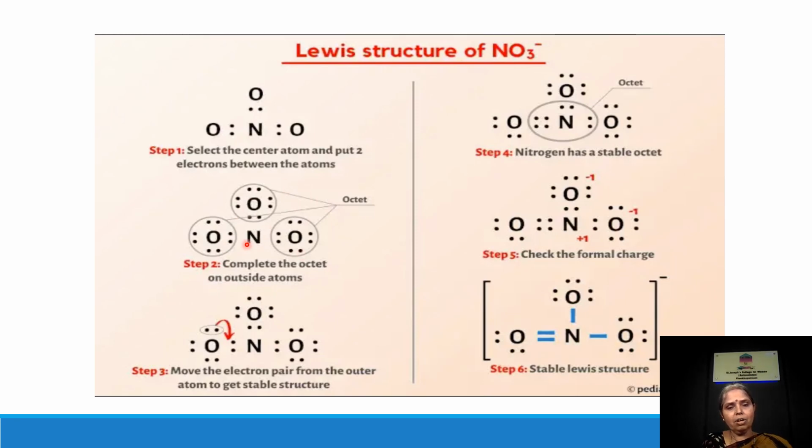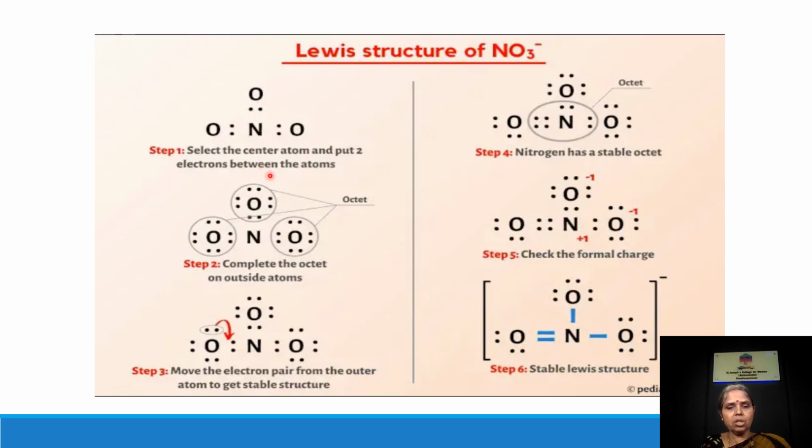So, how many electrons are accounted for now? 8 times 3, as you can see here, each oxygen got an octet. Complete the octet on the outside atoms. After that, how many electrons does nitrogen have? Nitrogen has only 6. You want an octet for nitrogen also. So, convert one lone pair into a bond pair.